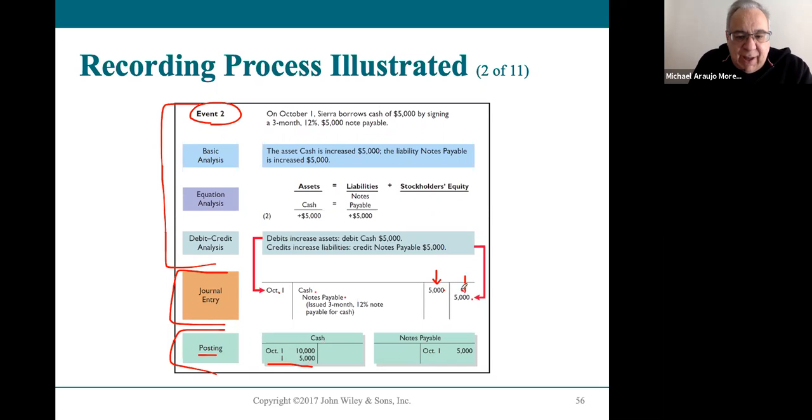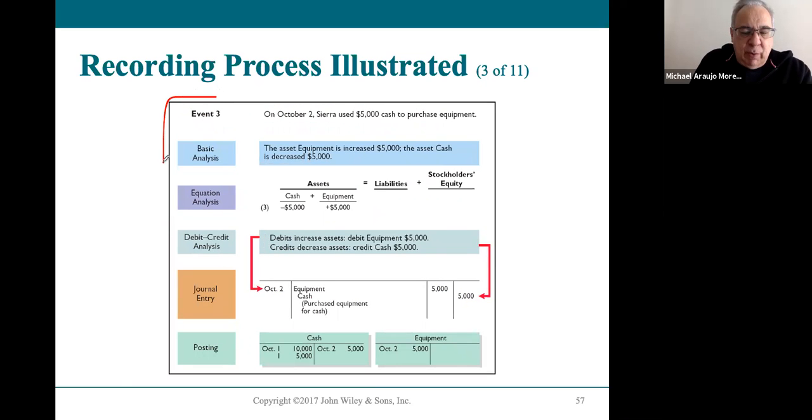Here we have a $5,000 credit to notes payable. Again, these are separate pages in the ledger. I'm sort of making a ripping sound here. In the notes payable section of the ledger, you'll see that this is supposed to be on the credit side. So from October the 1st, the credit of 5,000 shows more notes payable in the ledger as well.